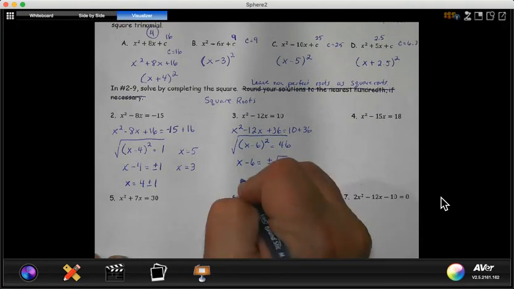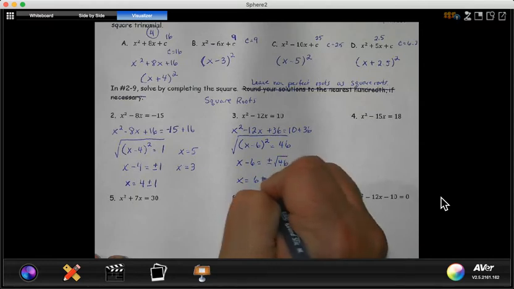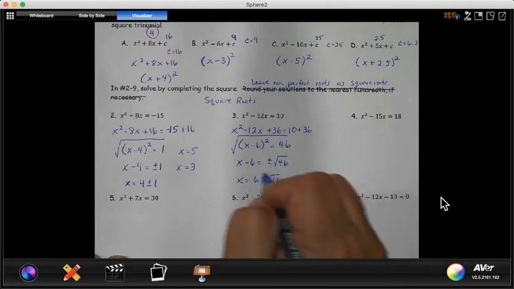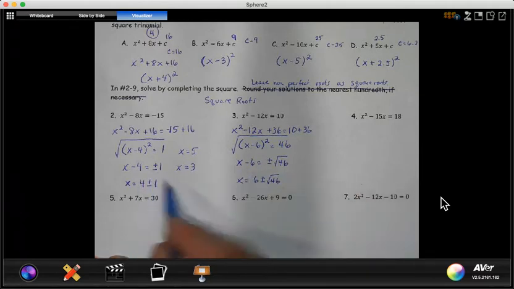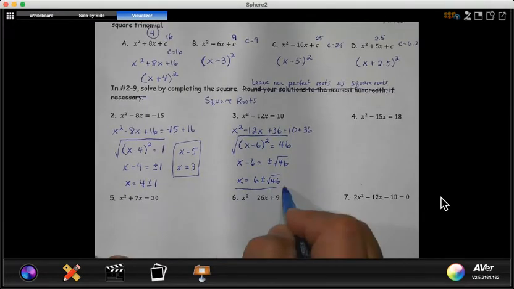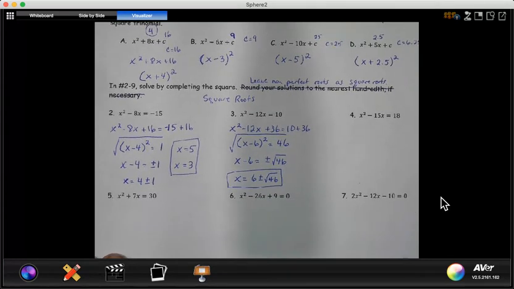So I'm going to add 6 to both sides. So then my answer is kind of goofy, but it's going to be 6 plus or minus root 46, and we're done. So when it's a perfect square, you're going to get your numbers, but when it's not a perfect square, you're just going to leave it like that. Okay? All right. So that opens up some possibilities for us.